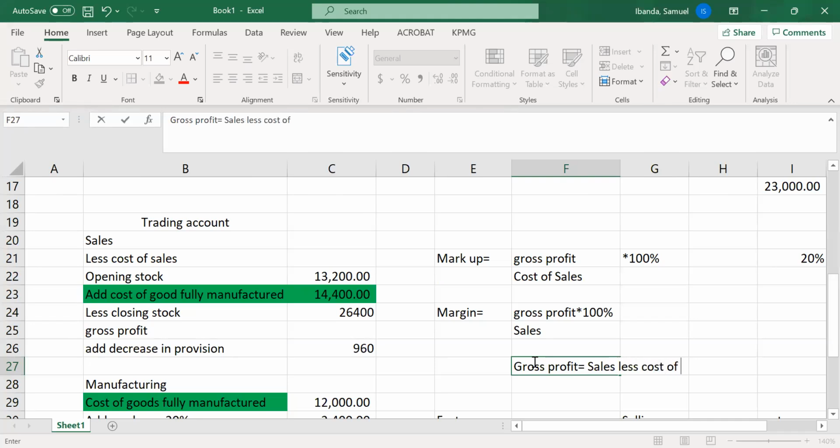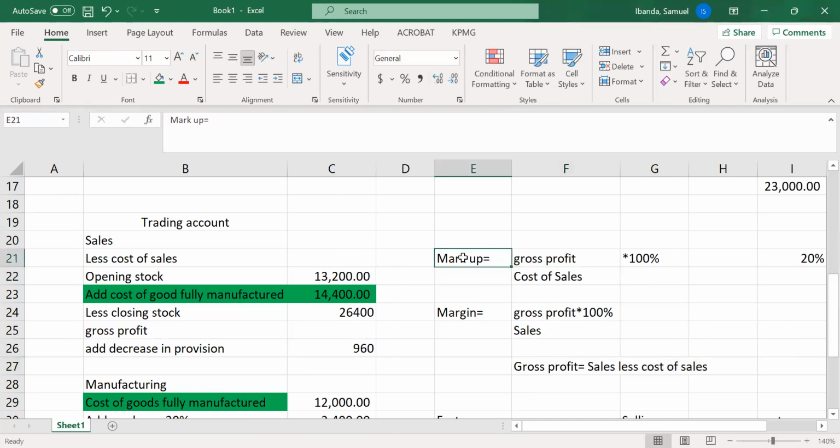Gross profit is sales less cost of sales. So if you have gross profit and sales, you can get your cost of sales and substitute it here, and you're able to get your markup. Do you get the principle, Macklin?